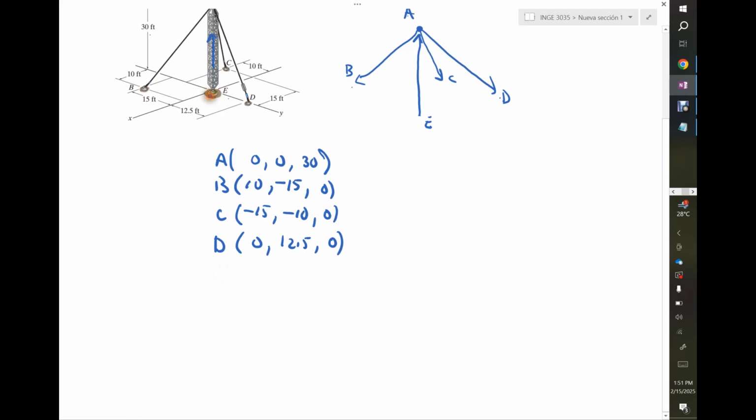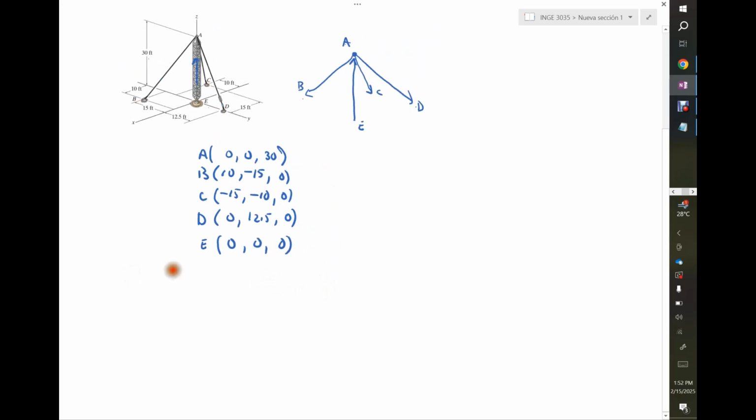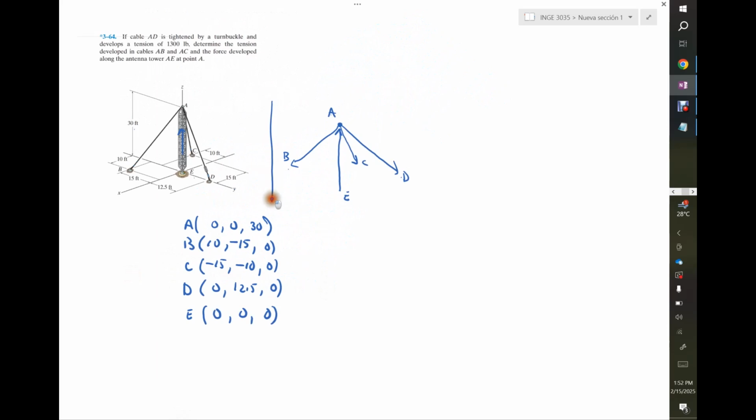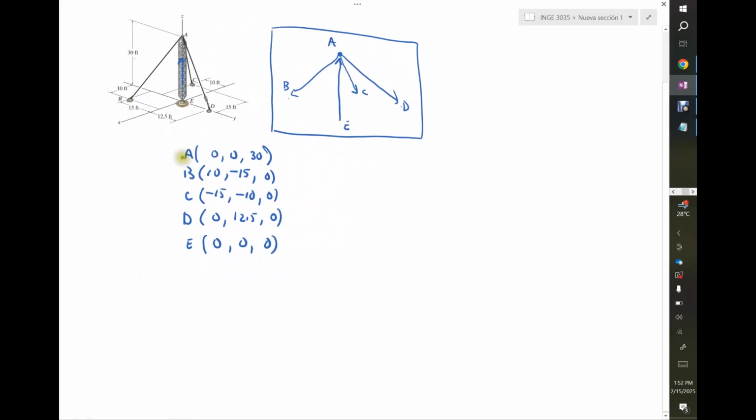Now here's the story. How about the position E and why we need it? Because there is a vector moving from E to A, so there's a force on this antenna member that we need to deal with. So let's locate that here. That's 0, 0, 0. Perfect. Now we have the free body diagrams right here, but we also have the position of each point to locate our position vector.